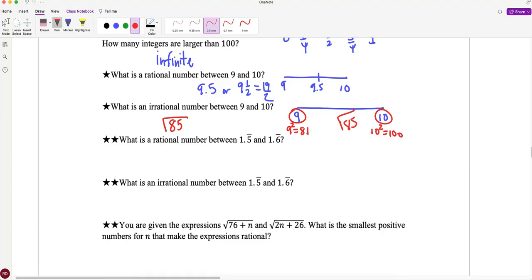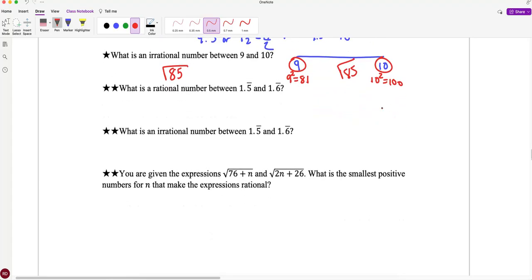What is a rational number between 1.5 repeating and 1.6 repeating? Okay, so if I think about it, 0.5 repeating. So if x equals 0.5 repeating, 10x equals 5.5 repeating, do the subtraction. So 9x equals 5, so that's 5/9. So this number is 1 and 5/9.